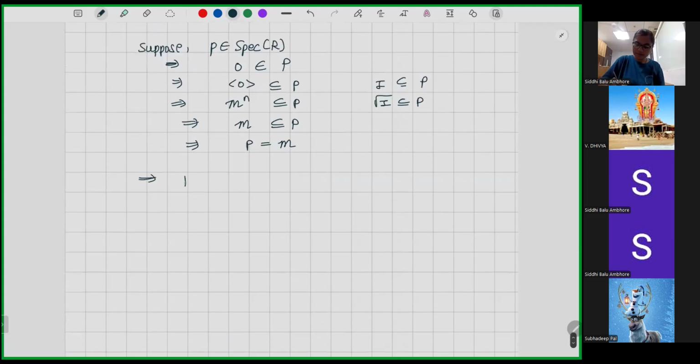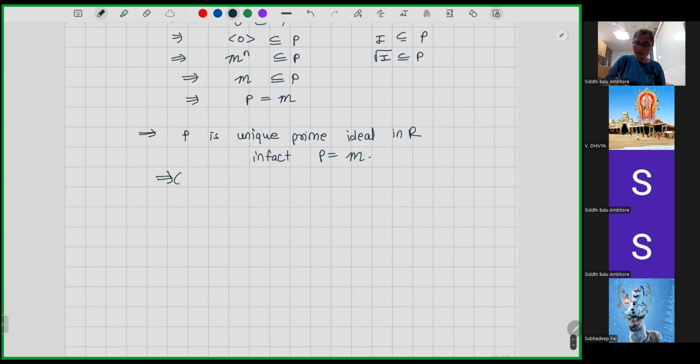So these imply what? That P is the unique prime ideal in R. In fact, this P is actually M. Okay, but this contradicts the fact that there are at least two prime ideals in R. The information was that the given ring R has at least two distinct primes.